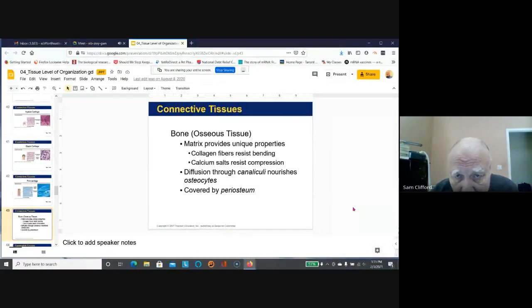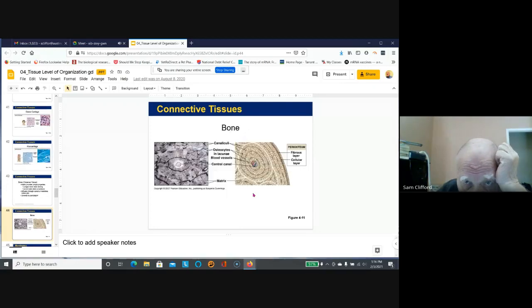Bone has collagen and calcium salts to solidify and strengthen the collagen fibers. We'll talk about what canaliculi are, and periosteum is the covering of bones. So this is compact bone. It has a central canal, and there are blood vessels and nerves in there.